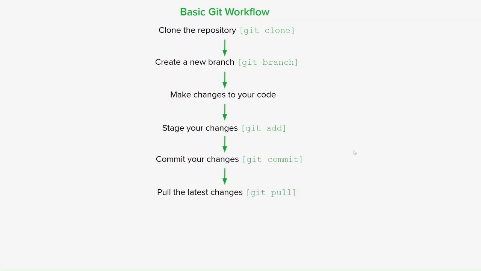And then you need to pull the latest changes. If other developers have made changes to the branch, you need to pull the latest changes before you continue working. This can be done using the git pull command. And lastly, you want to merge your branch onto the main branch. Once you finish working on your feature or your bug fix, you need to merge your branch into the main branch, and this can be done using the git merge command.